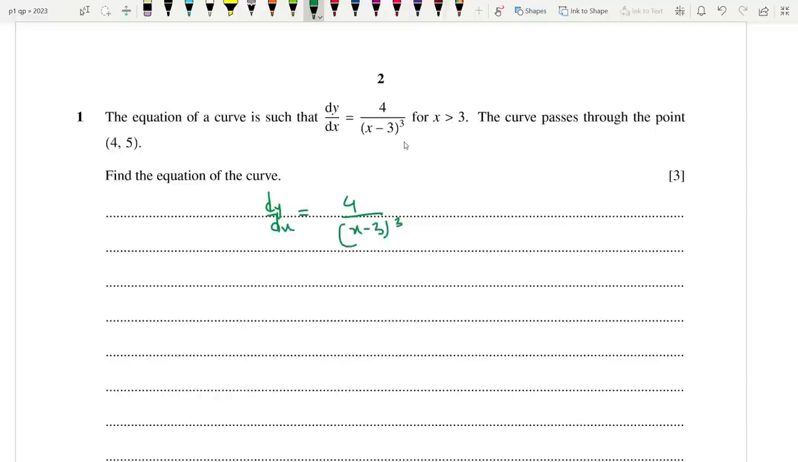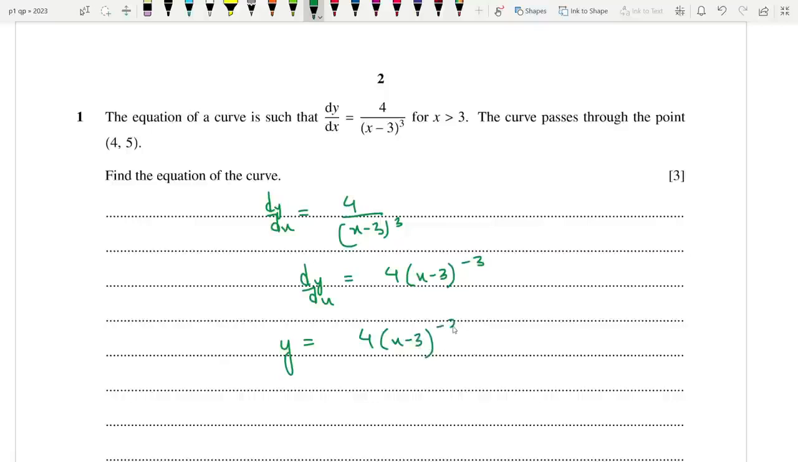Why is it x greater than 3? Because if x was less than 3, then this value would become negative. But x can't be 3, by the way, okay? Because if x is 3, it becomes 4 by 0, which is infinity. Okay, so let's integrate it.